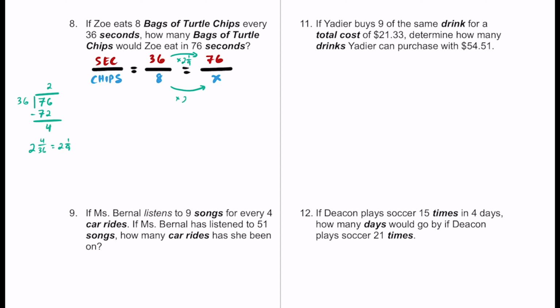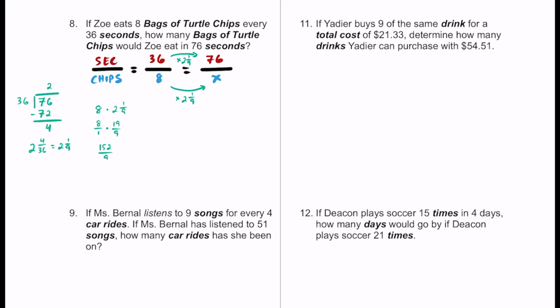So we're going to use this times 2 and 1/9 as well to figure out how many bags of chips, or turtle chips, that Zoe is going to eat in 76 seconds. So we're going to have to do a little bit more work on the side here, but it's going to be 8 multiplied by this 2 and 1/9. So rewriting these as improper fractions, this is going to be 8 over 1 multiplied by 19 over 9. So not the nicest numbers here, but 8 times 19 on top is going to be 152. So it's going to be 152 over 9.